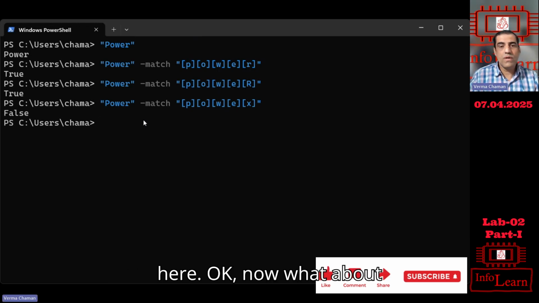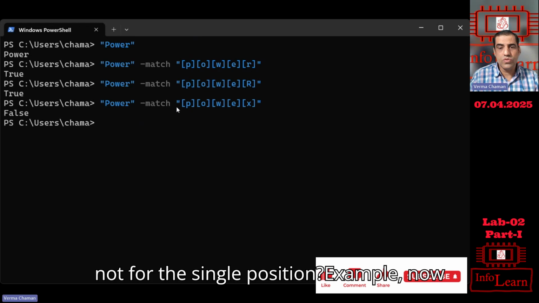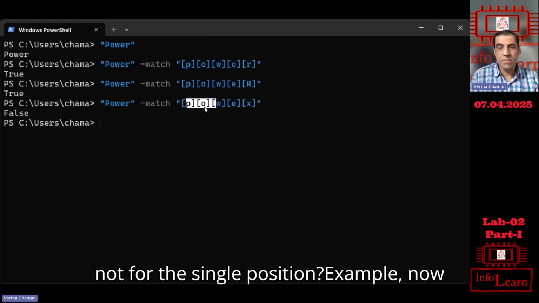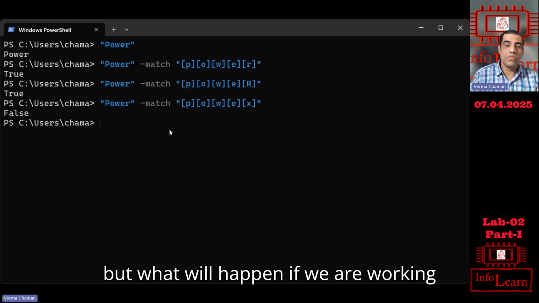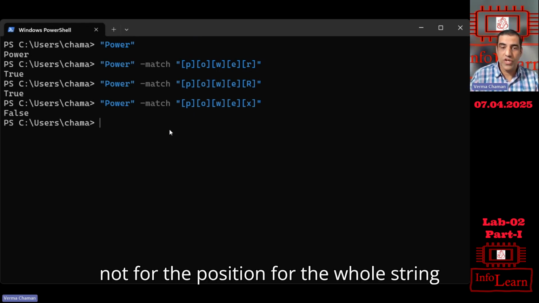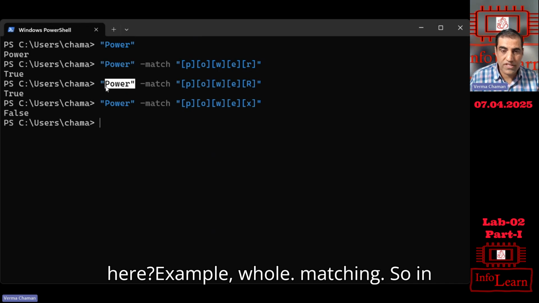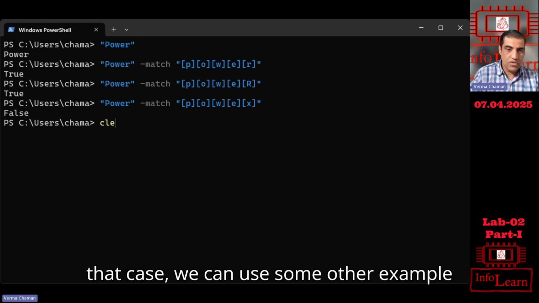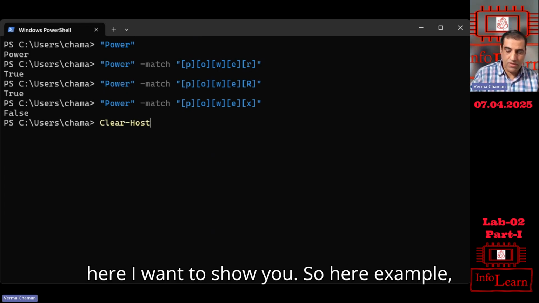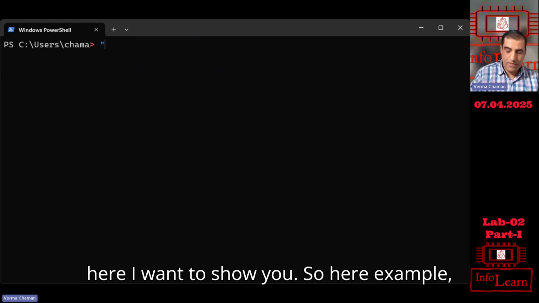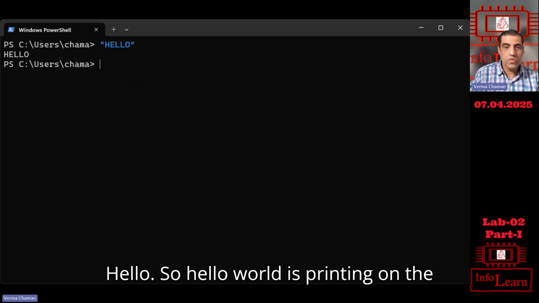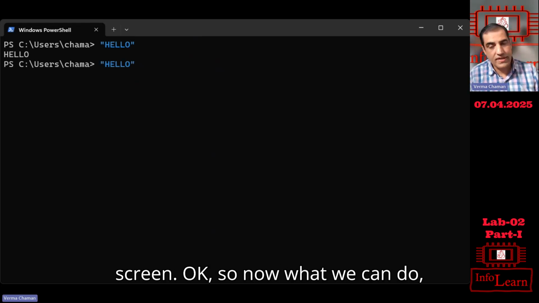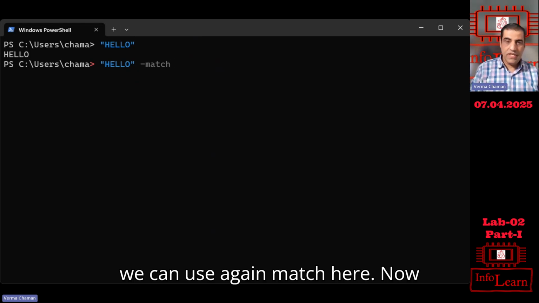Okay, now what about not a single position? For example, now we are working on the position. But what will happen if we are working not on the position but on the whole string? For example, whole matching. In that case, I want to show you another example. Here you can write hello. So hello world is printing on the screen. Now we can use match again here.